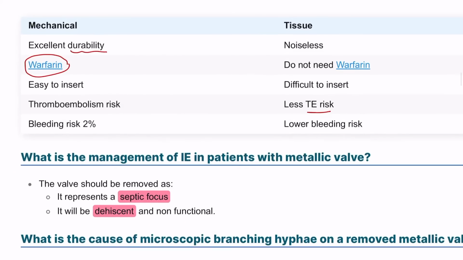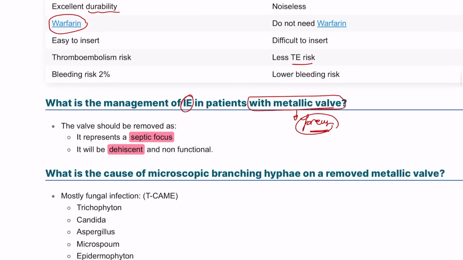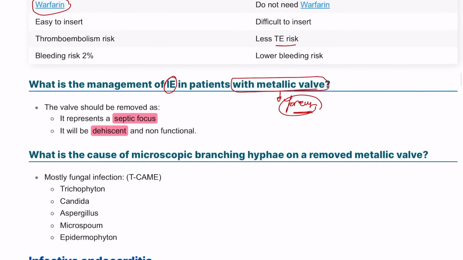What is the management of infective endocarditis in patients who have a metallic valve? Obviously, the metallic valve is a foreign body for them. So we'll need to remove this foreign body because it will be a septic focus and it will not be working anyway.